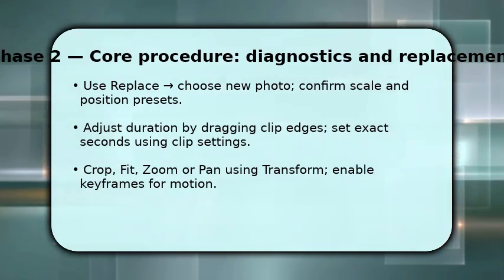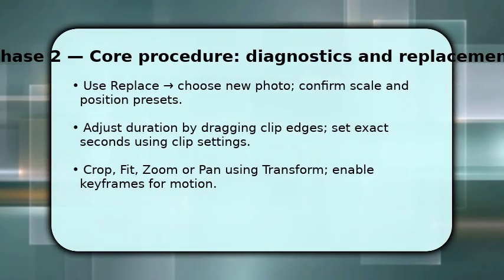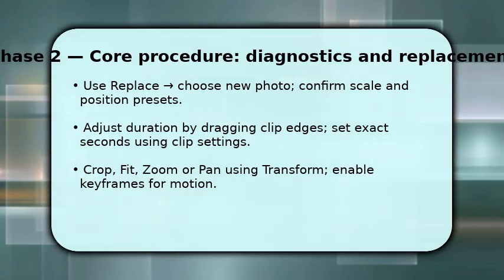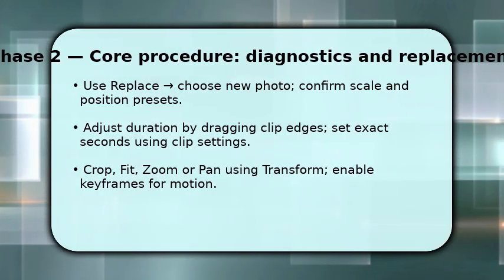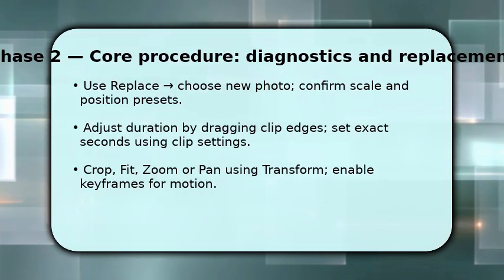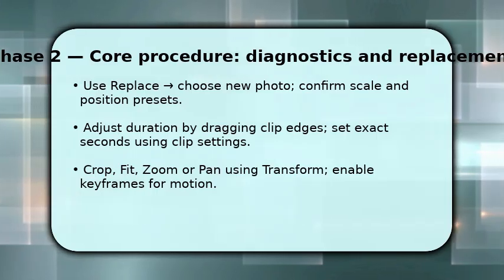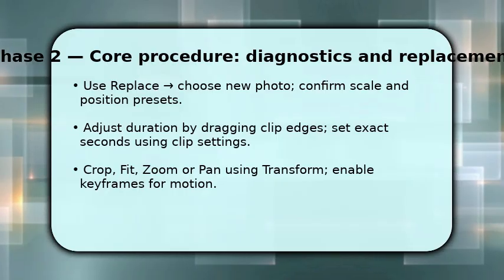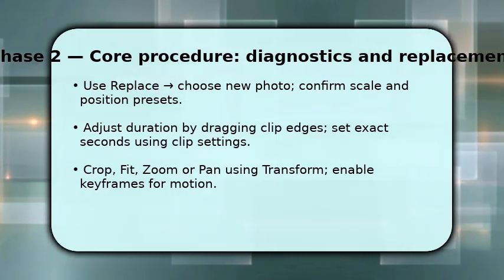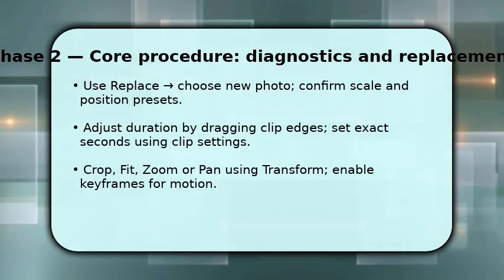Once replaced, adjust the clip duration by dragging either edge or enter an exact time in clip settings to match beats. Use transform to crop, fit, or pinch zoom, and position the subject where you need it. If you want motion, set keyframes for scale or position at start and end. Make sure to preview the playhead across the change so transitions and framing feel natural.